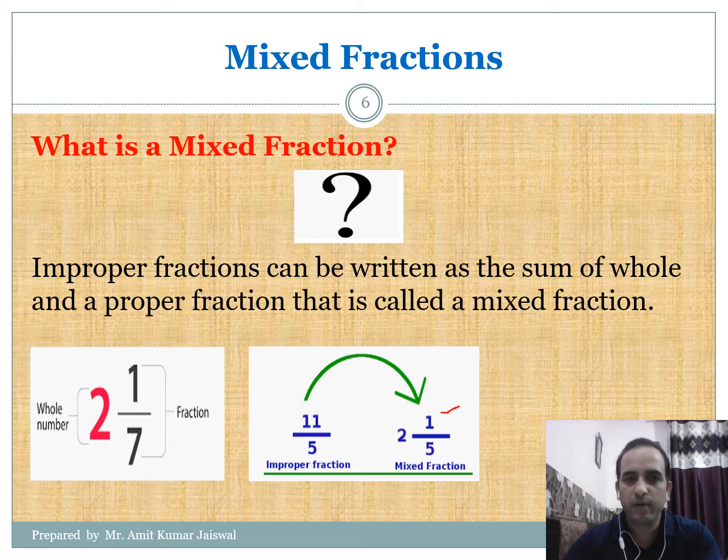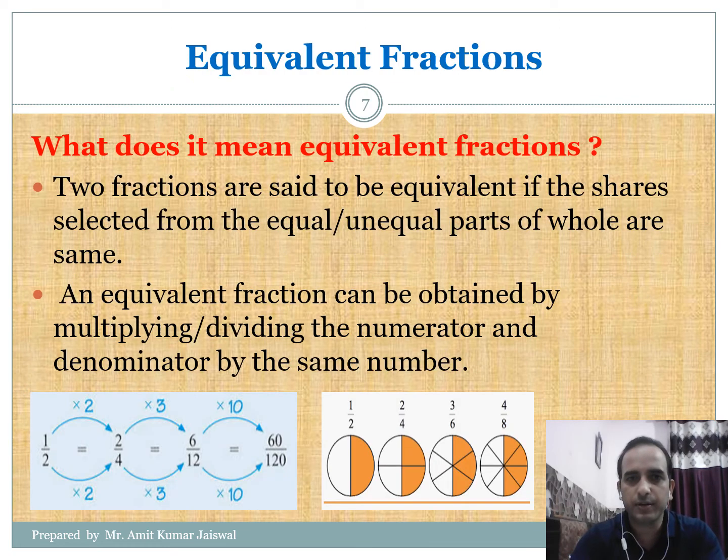So 2 1 by 5 is an example of a mixed fraction, and where do we get it from? We get it from an improper fraction, that is 11 upon 5. So mixed fractions are basically the combination or sum of a whole and a proper fraction, whole and part, whole or share, you can say. So this is what we understand from mixed fraction. I hope now you have clarity about mixed fractions.